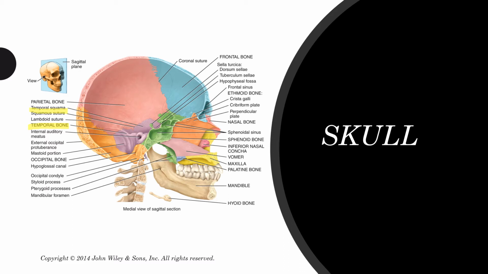Projecting from the inferior portion of the temporal squama is the zygomatic process. Can't see it very well on this picture, but on the exterior picture you can. And the zygomatic process articulates with the temporal process of the zygomatic or cheekbone. So zygomatic usually means cheek.